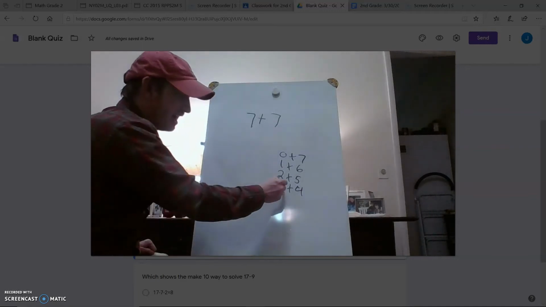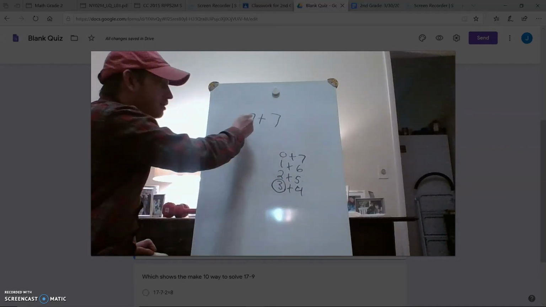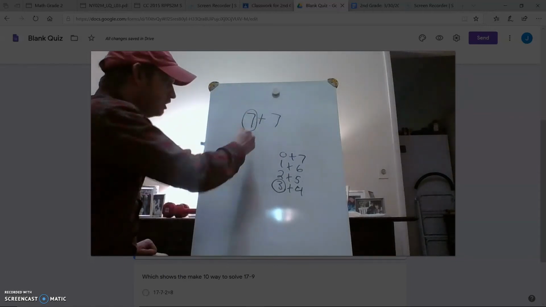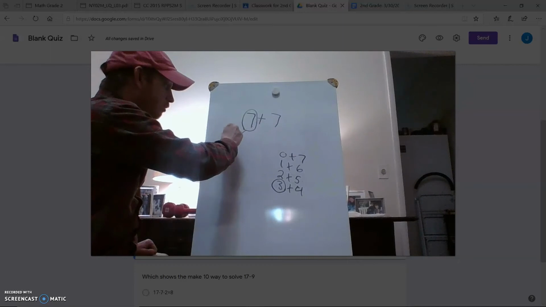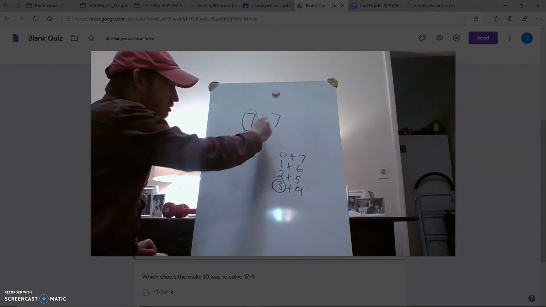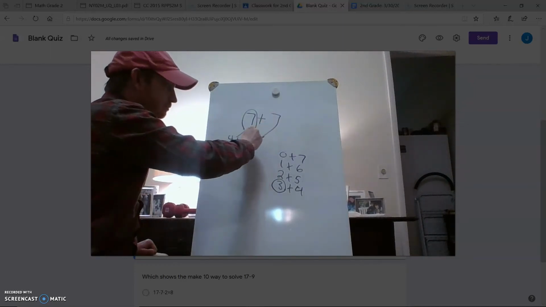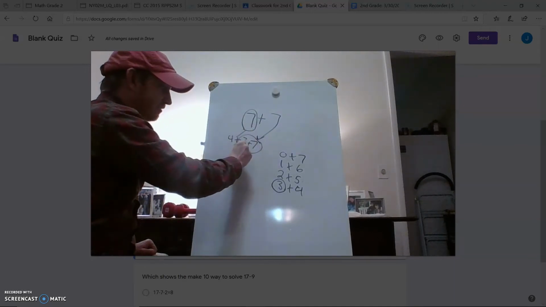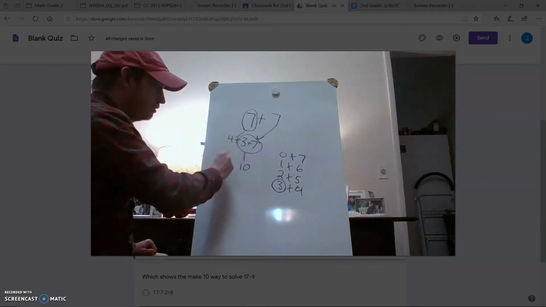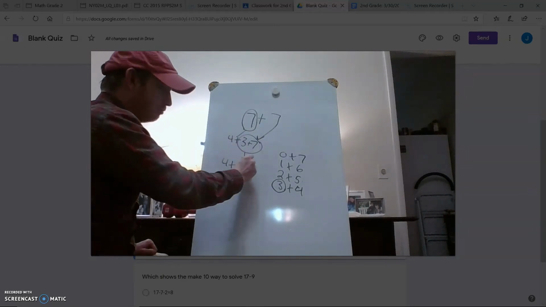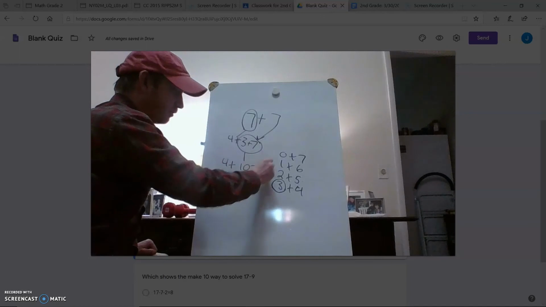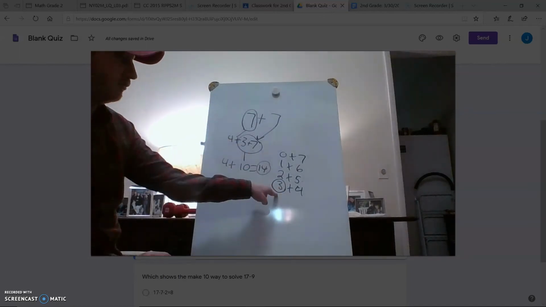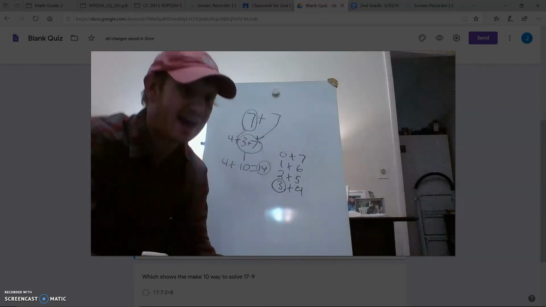Well, what I notice is that 3 and 7 make 10. So I'm going to break down 7 into 4 plus 3, move my 7, and then 3 plus 7 is 10. We still have our 4. 4 plus 10 is 14. So our answer is 14. And we use 3 plus 7, 4 plus 3, to make our 10.